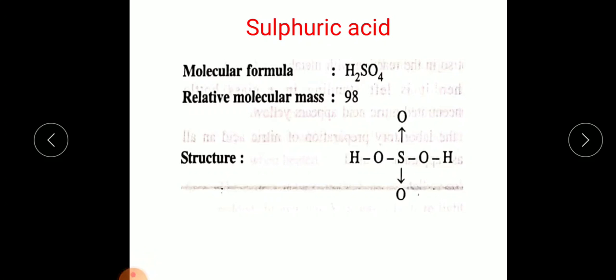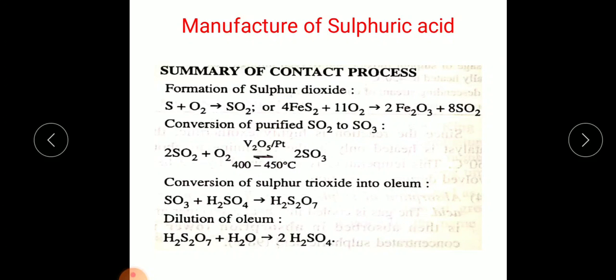Sulfuric acid has the molecular formula H2SO4 and the molecular mass is 98, and the structure is as shown like this. Now, manufacture of sulfuric acid is done by the contact process. In this, there are different steps involved. The first step is formation of sulfur dioxide. When sulfur is treated with oxygen, it forms sulfur dioxide, or when ferrous sulfide is treated with oxygen, it forms ferrous oxide and sulfur dioxide.